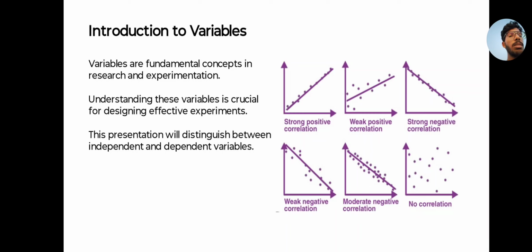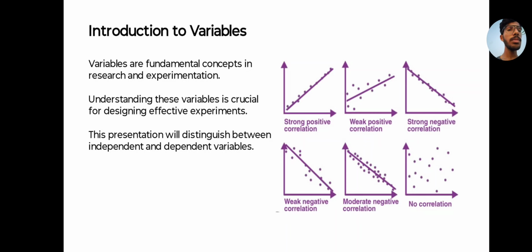This presentation will distinguish between the independent and dependent variables. There are strong positive correlations, weak positive correlations, strong negative correlations, weak negative correlations, moderate negative correlations, and no correlations.